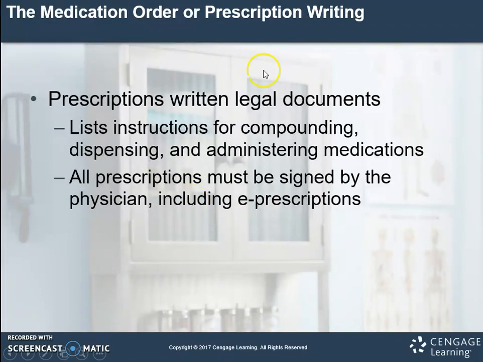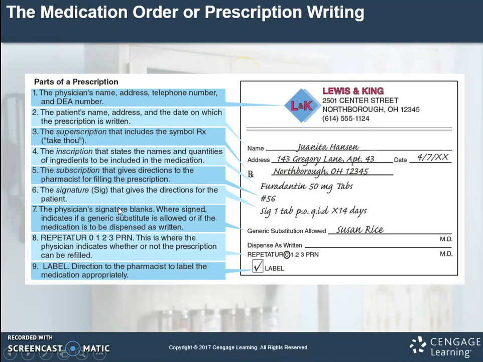So prescriptions are written legal documents, right? These are not just any forms. They're very important, and most of them aren't even written anymore. Now we keep them on computerized physician order entry programs. All prescriptions must be signed by the physician, including e-prescriptions. These prescriptions have the drug name, and instructions for compounding, dispensing, and administering. Prescriptions need to be complete in entirety before they can be accepted by a pharmacy.